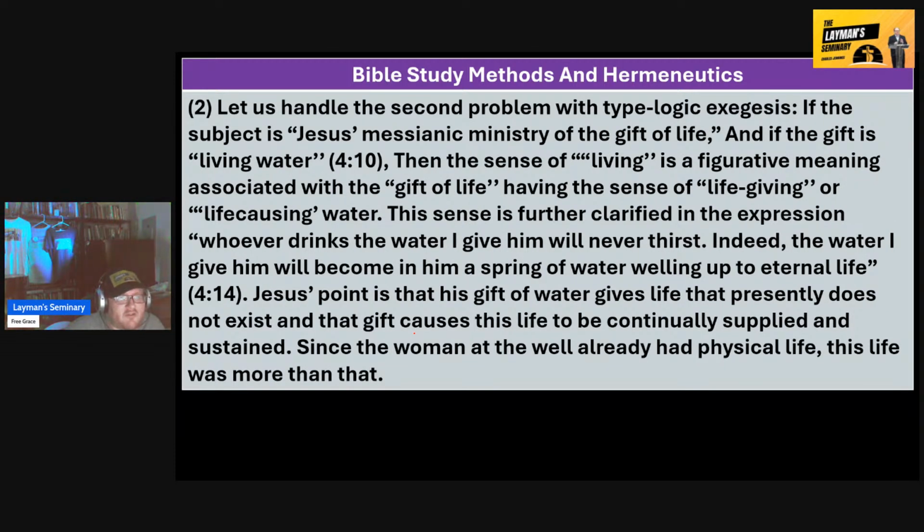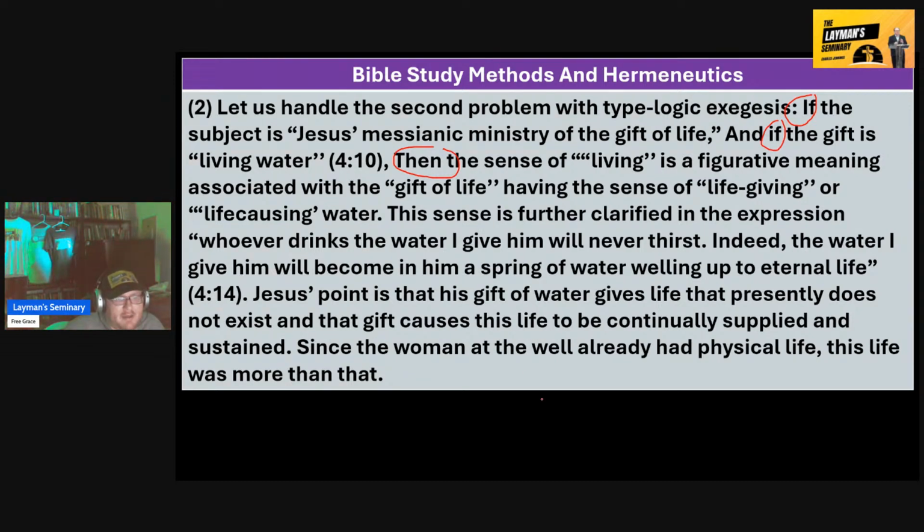2. Let us handle the second problem with type logic exegesis. Okay, so watch how he does this, guys. If the subject is Jesus' basic ministry of the gift of life, and if the gift is living water, then the sense of living is a figurative meaning associated with the gift of life, having the sense of life-giving or life-causing water. The sense is further clarified in the expression.